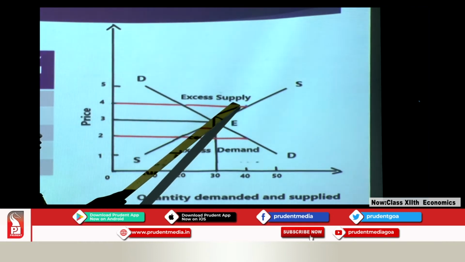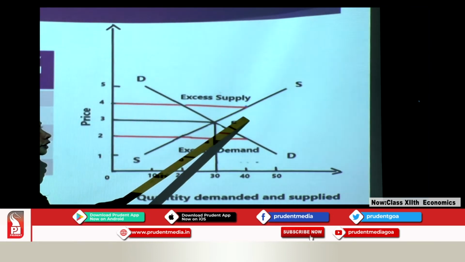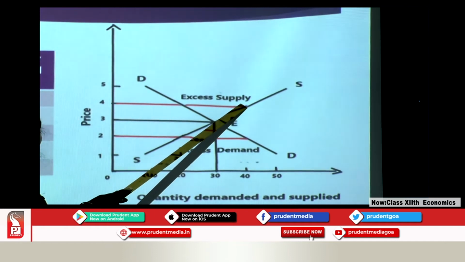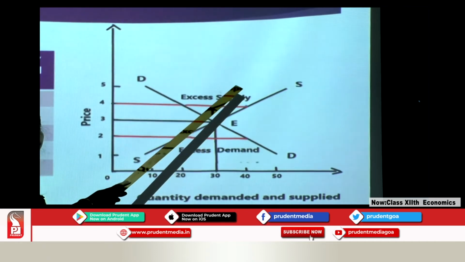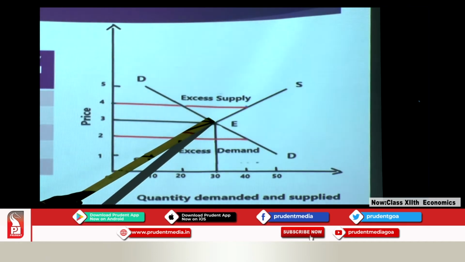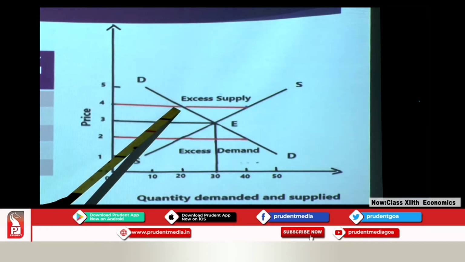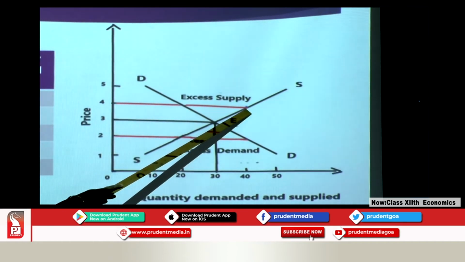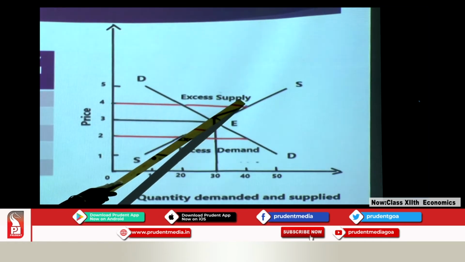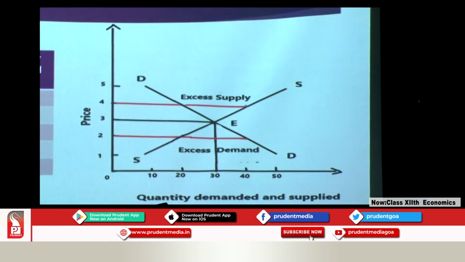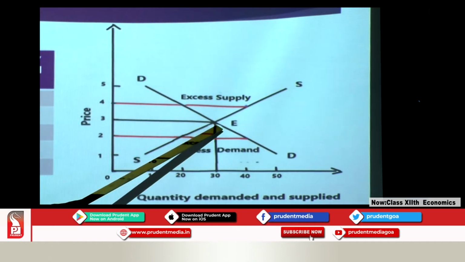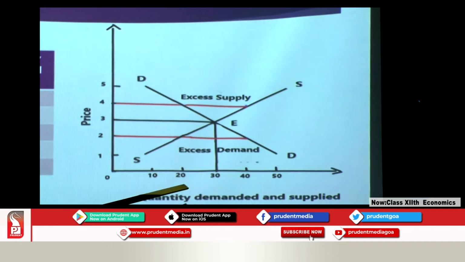Since there are more sellers selling more product, the competition among the suppliers pushes the price down until it settles at the equilibrium price. Since there are less demanders for the product and more suppliers, there is competition among the suppliers, and this competition pushes the price down until it settles down at the equilibrium price.